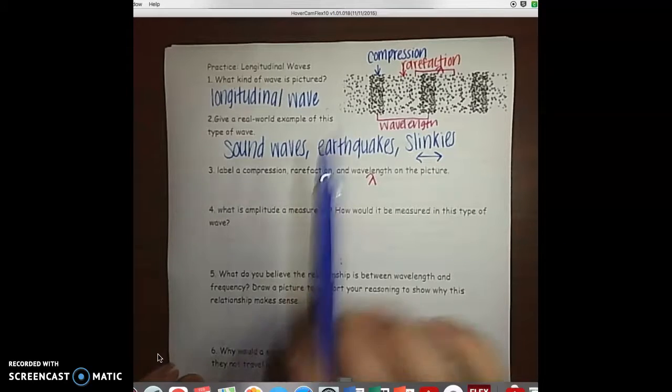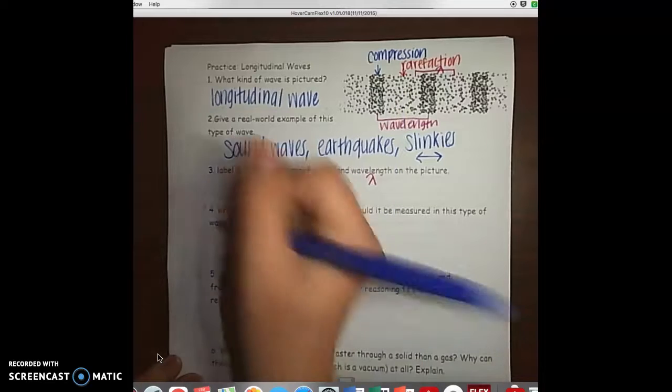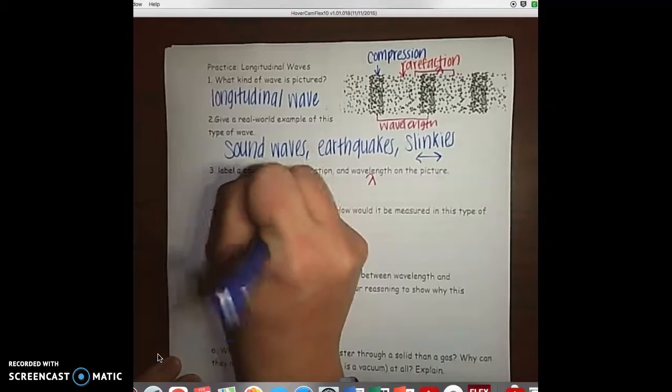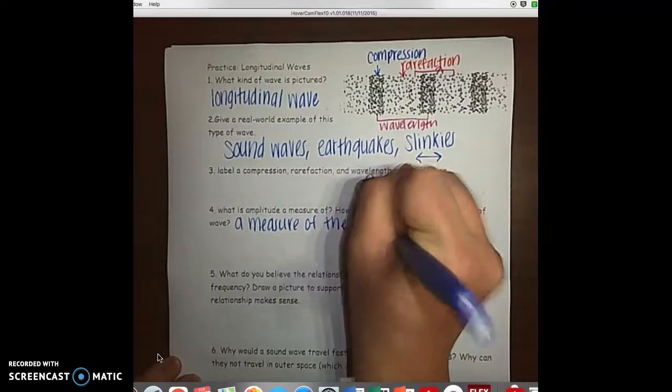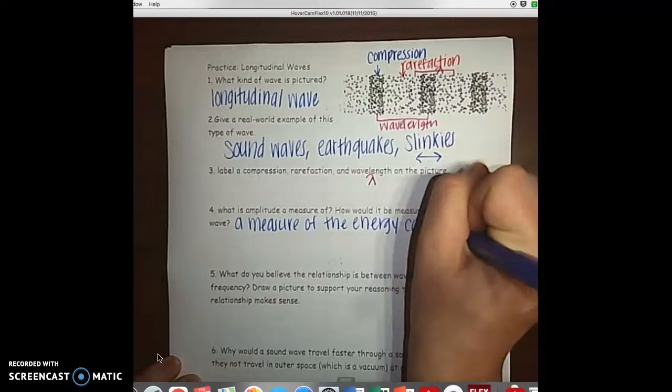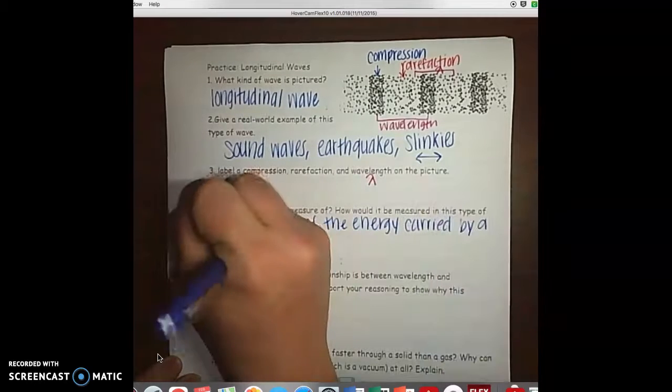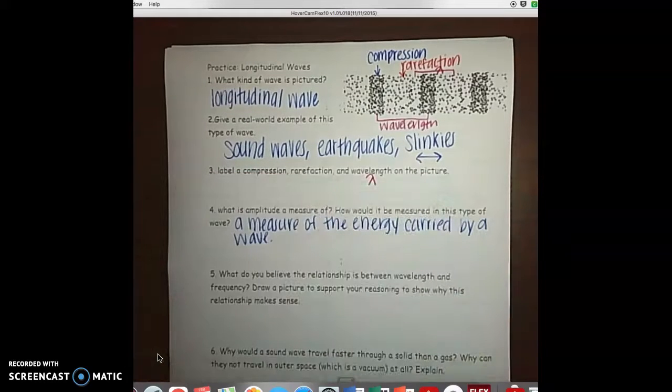So amplitude on longitudinal waves and transverse waves is a measure of the energy carried by a wave. Remember that amplitude is always going to be the same, no matter if it's a transverse or a longitudinal wave, it is always the measure of how much energy it's carrying. Even though we measure them differently, it's going to be on both waves. The overall idea or definition of amplitude is the amount of energy carried by a wave.